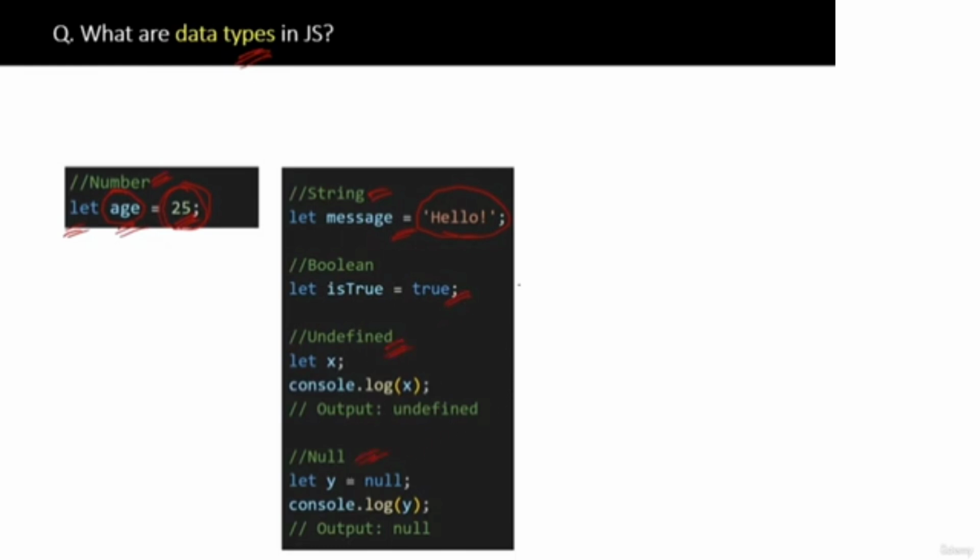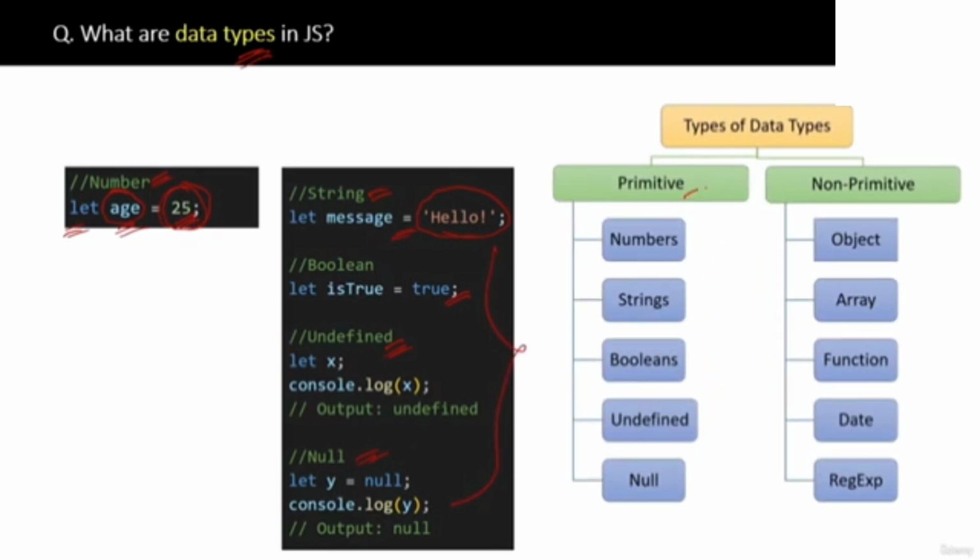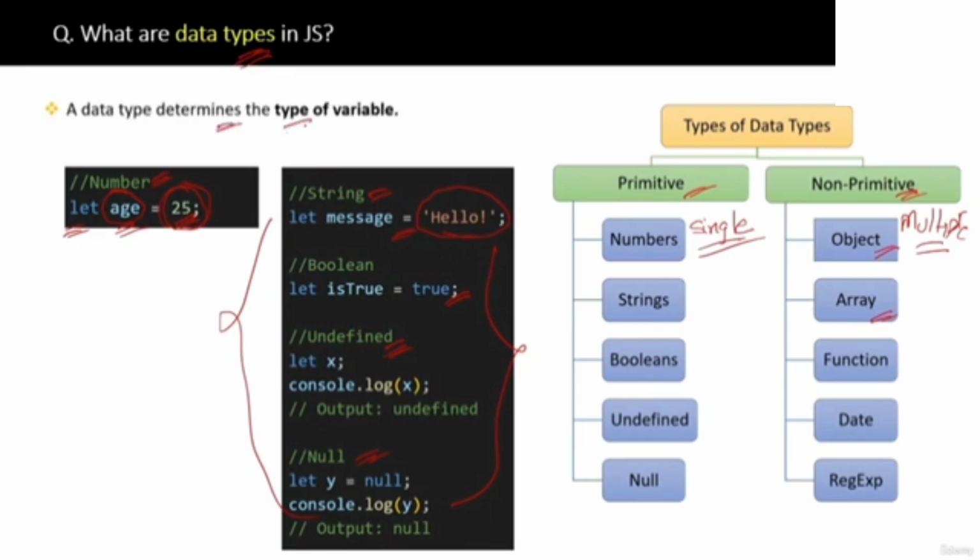Now all these are primitive data types, and we have 2 categories of data types, primitive and non-primitive. For now, just remember that primitive data types can hold only one single value, like I have shown here in these data types. And non-primitive data types like objects and arrays can hold multiple values, which I will show you in the upcoming questions. So finally, the simplest definition of data type is: a data type determines the type of a variable. And now you will never forget this.